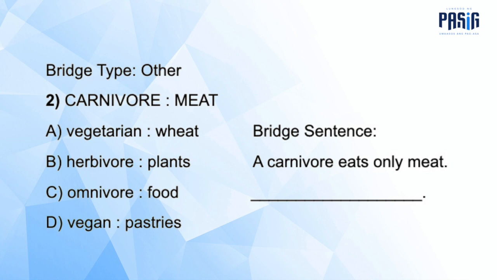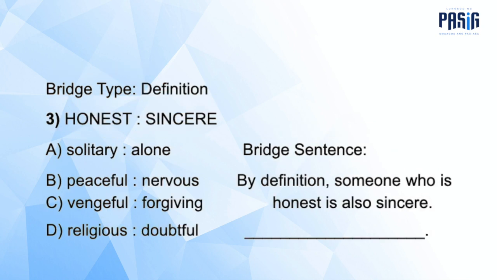Then what is the bridge sentence of the next pair? The bridge type is definition. What pair of words best express a relationship similar to number 3? Honest is to sincere. Is it letter A, solitary is to alone? Or letter B, peaceful is to nervous? Or letter C, vengeful is to forgiving? Or letter D, religious is to doubtful? The bridge sentence is, by definition, someone who is honest is also sincere. Therefore, the blank is the bridge sentence of the second pair.